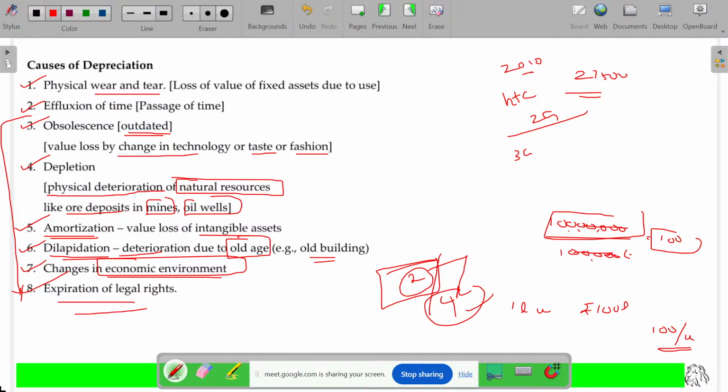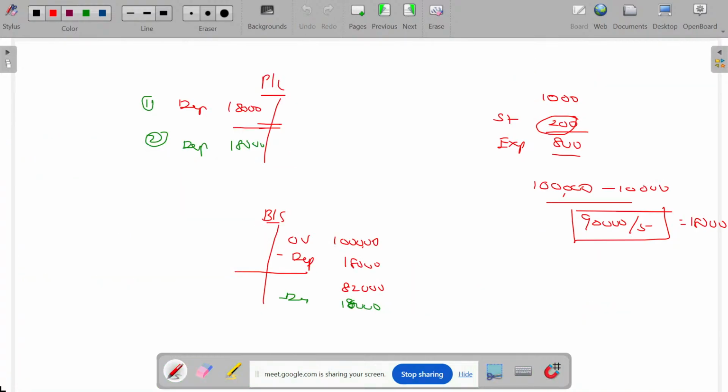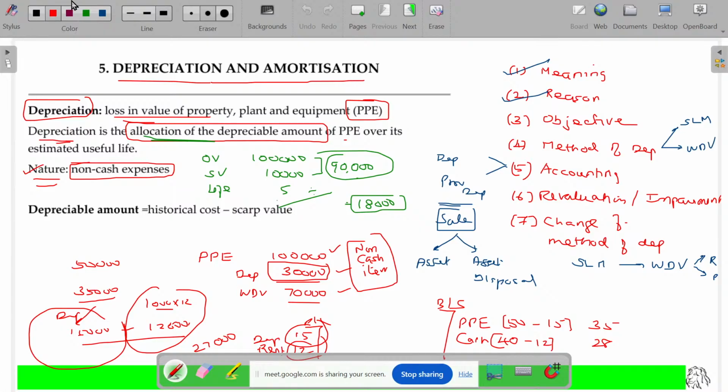One is physical wear and tear. Second is effluxion of time. Third is obsolescence. Fourth, depletion. Fifth, amortization. Sixth, dilapidation. Seventh, change in economic environment. Last one is expiration of legal rights. These things may be expected in theory for 2 marks or 3 marks. Is that clear? Hope now you'll be able to understand the second part also.